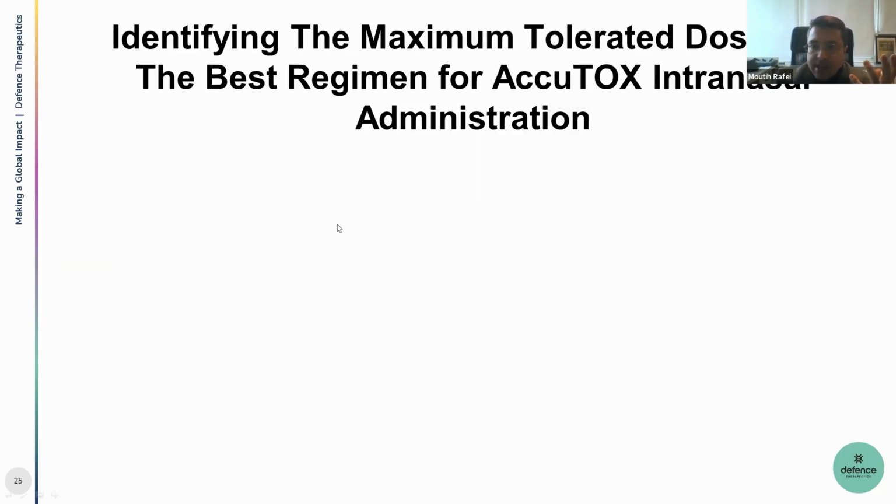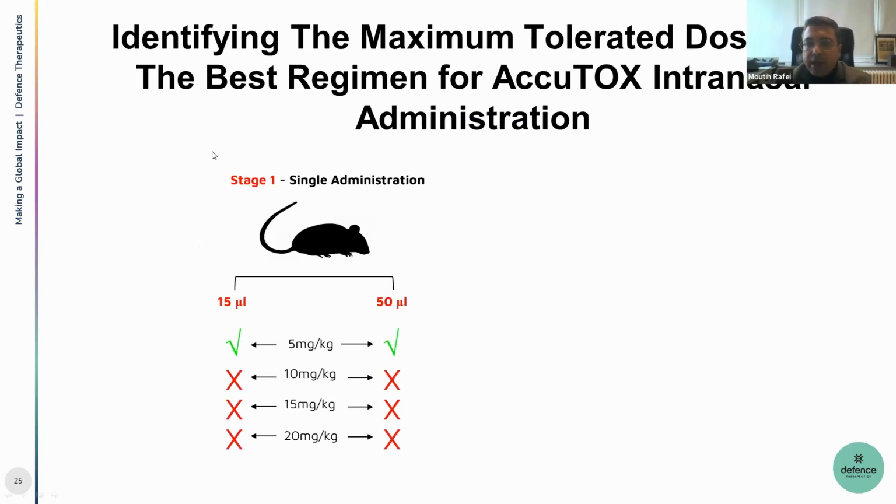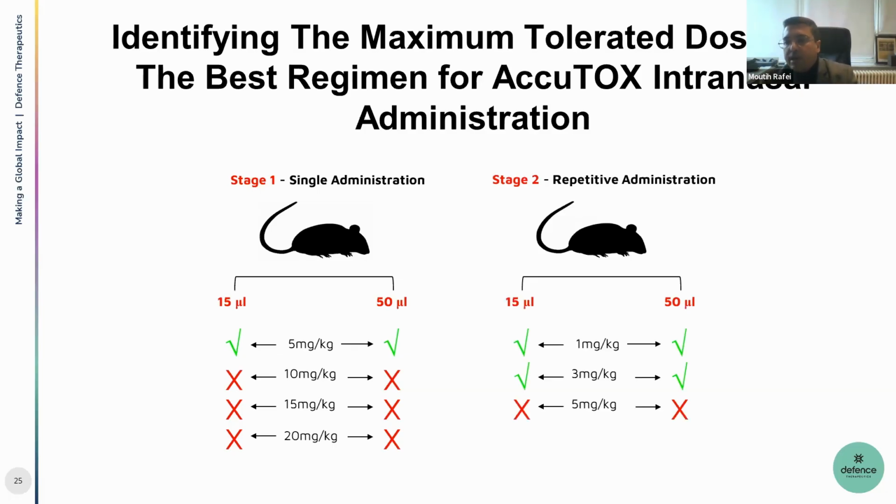So based on that, we said to ourselves, is there a way so we can apply AccuTOX for lung cancer? And therefore, what we did in this case is we conducted a single administration intranasally to identify the maximum tolerated dose. So we tested 2 different volumes, one volume that will remain in the intranasal cavity and a larger volume which will make it to the lungs. And as you can see, we identified 5 milligram per kilo as the maximum tolerated dose. Now, when we did repetitive dosing using, again, the same volumes, we found that, in fact, you have to lower the dose a little bit to 3 milligram per kilo. Otherwise, the animals will start suffering or having some sort of side effects, which means that our maximum tolerated dose was 3 milligram per kilo. And here, with repetitive dosing, we're giving 6 administrations over 2 weeks.